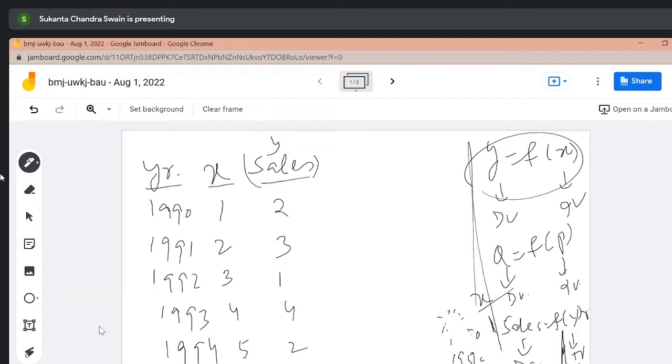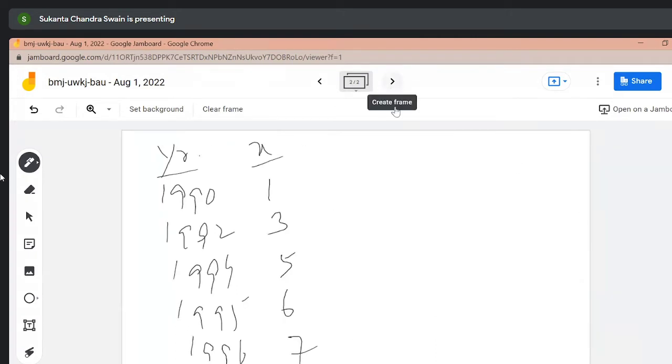90 to 91, if you compare these 2 years, gap is 1 year. So we added 1 with 1 to get 2. Similarly, 91 to 92, gap is 1. So added 1 with 2 to get 3. Similarly, here 90 is taken as 1. So 92 will be how much? Because gap is here 2 years. So we will write here 1 plus 2 is equal to 3.